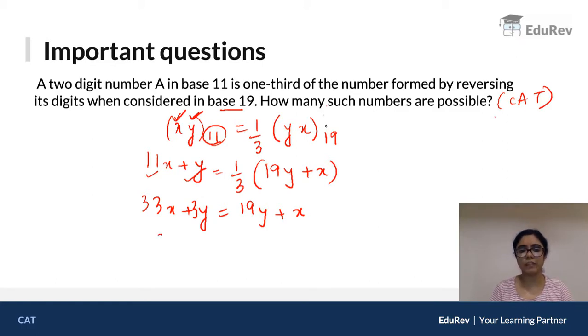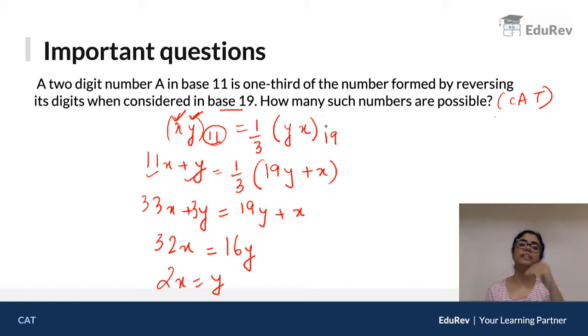33x minus x will be 32x, is equal to 19y minus 3y, which will be 16y. If I divide both the sides by 16, I get 2x is equal to y. So your value at the tens place is 2 times the value at the units place. They are saying how many such numbers are possible. So we are talking about this number a in base 11. So I'd assume my number to be xy.